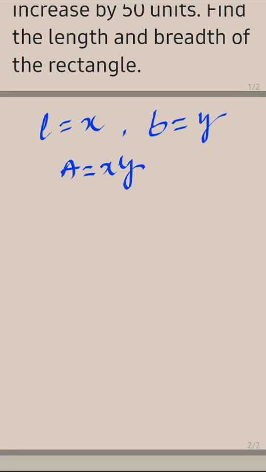Now by taking the first statement, the area is reduced by 80. When will it reduce? If length is reduced by 5 and breadth is increased by 2. So in the first situation, length x reduced by 5 becomes x minus 5. Then breadth is increased by 2, that means y plus 2. So length and breadth we got.